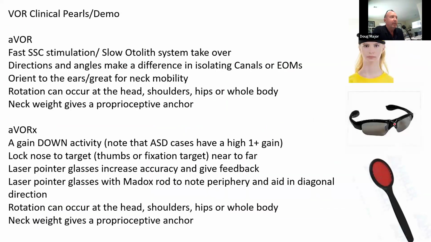Remember, to get the semicircular canals to work, it has to be a particular speed, or if it's slow, the otolith system takes over. So we can use that to our advantage. Sometimes do it slow, sometimes it's fast. And remember, the direction angle makes a difference in isolating the canals or the EOMs, the muscles. And if you don't have that memorized, which I don't, make sure you get a picture of that chart so we understand which direction we're going.